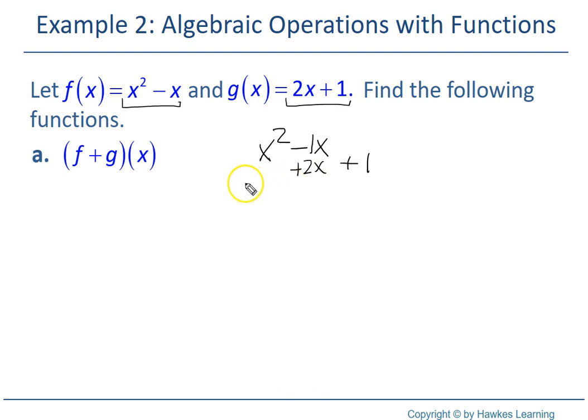Keeping in mind there's a 1 there, we're just going to add them together. X squared, this just becomes plus x plus 1. So pretty straightforward as long as you understand what's going on here.